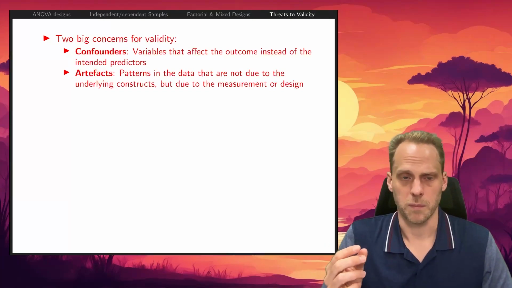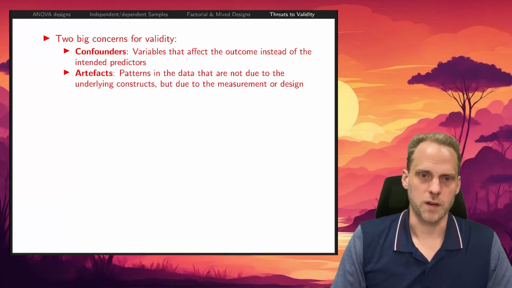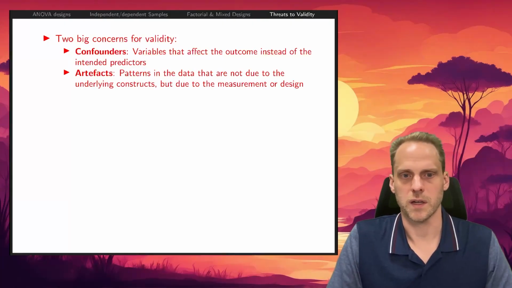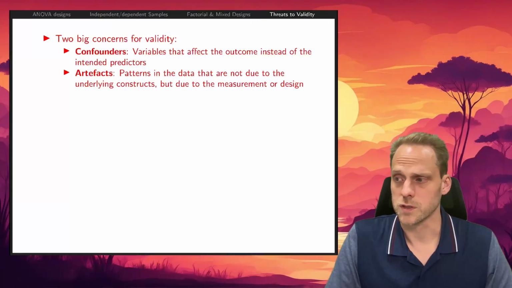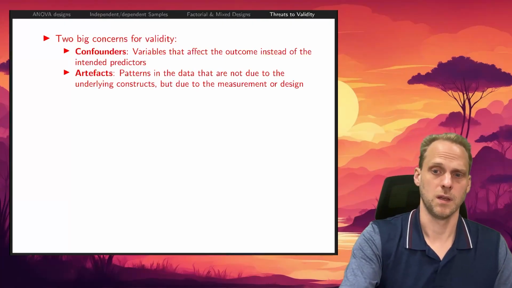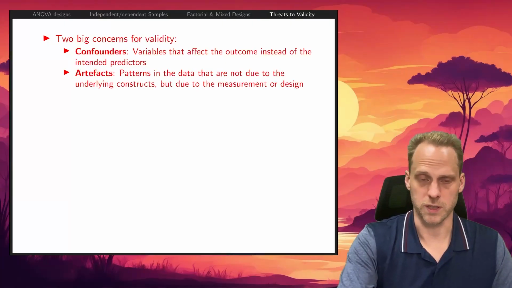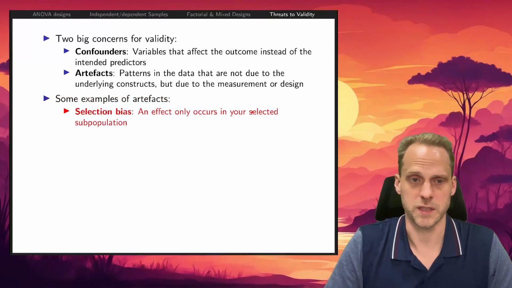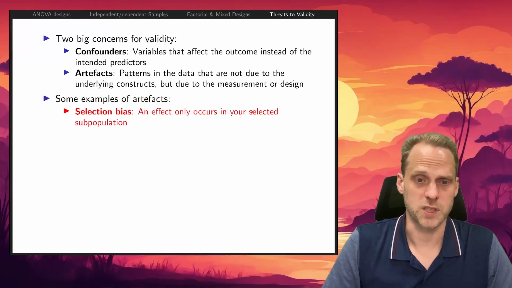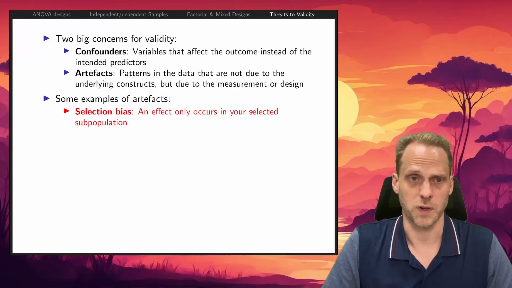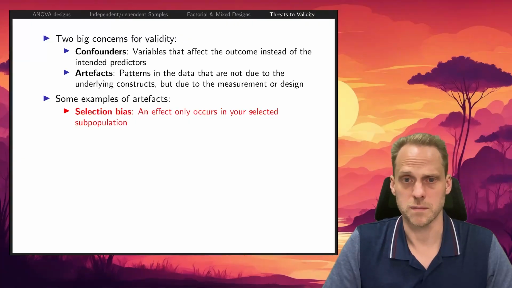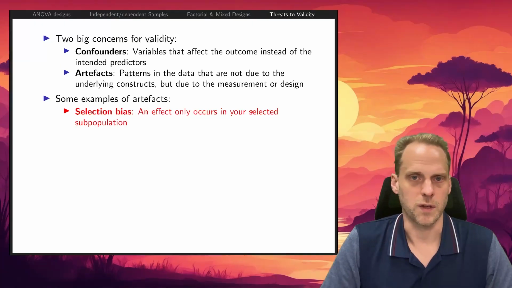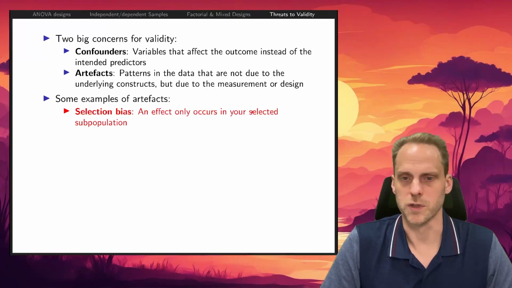Artifacts are other reasons why your results might be as they are, that are not due to the measurement or the design. For example, you could have some form of selection bias in the data. Maybe your sample is not really a random sample, but rather a very specific sample from the population, like people that have clinical depression, for example, or people that are enrolled in a very large or very prestigious university.